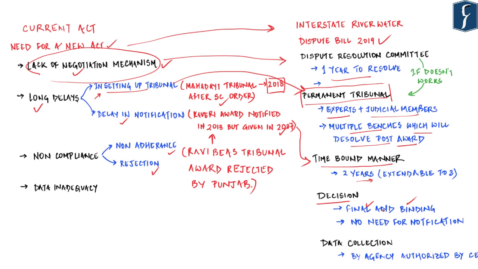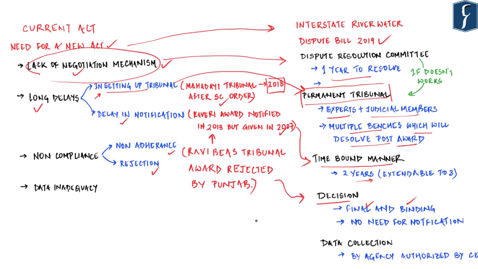And it also obviates the need for any kind of notification by the central government. So as we just saw, a substantial amount of delay used to occur at the notification level, and since now there will be no need for notification, there will be no delay.